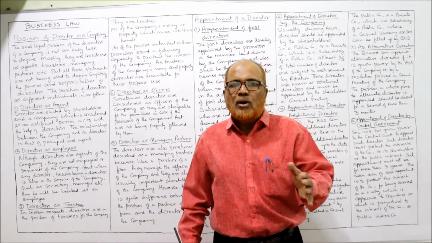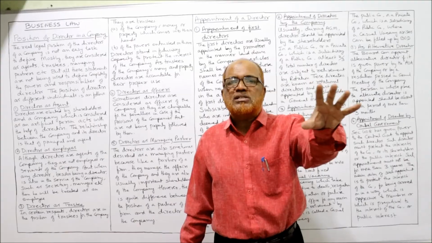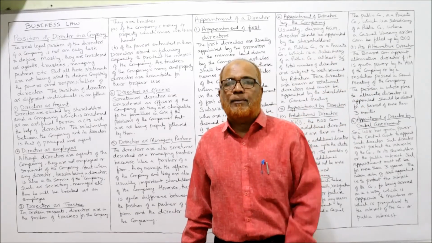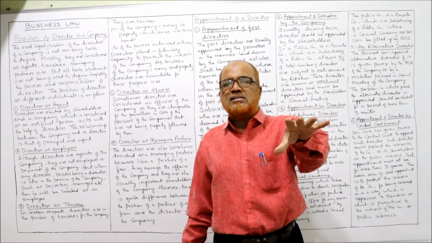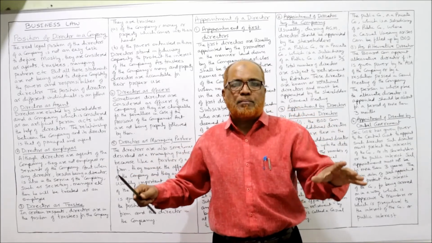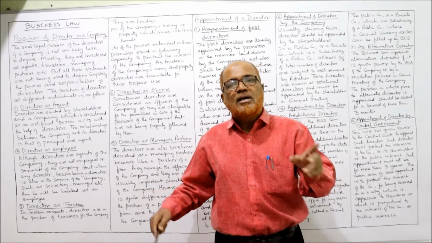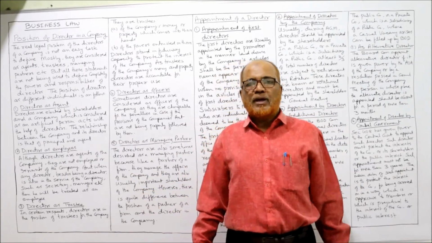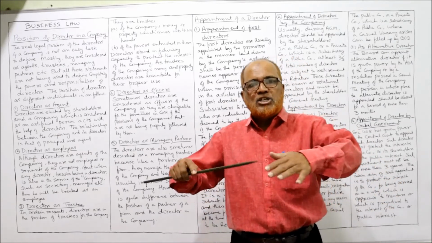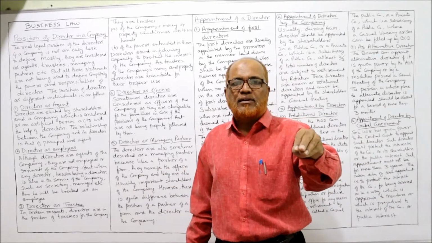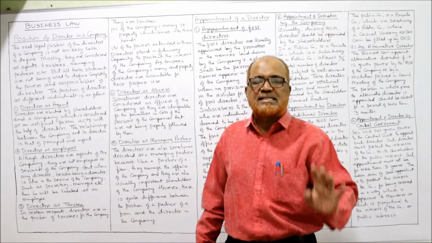So shareholders appoint, just like in a partnership firm. In a partnership firm, all the partners will appoint some person as managing partner, and the managing partner is given all the responsibilities to manage the partnership firm. Similarly, here also, in case of a joint stock company, the shareholders will appoint a person as director.